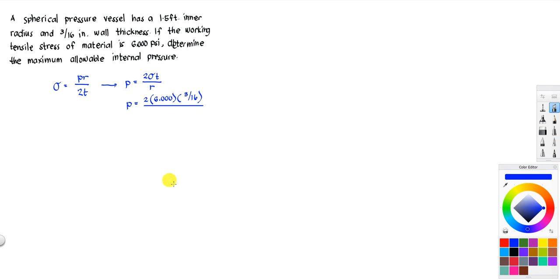However, our radius is in feet. So we can have it as 1.5 feet. To make it inches, we multiply by 12. So we can now have the required pressure, which is 2 times 6,000 times 3 all over 16, all over 1.5 times 12. So you can have it as 125 psi.